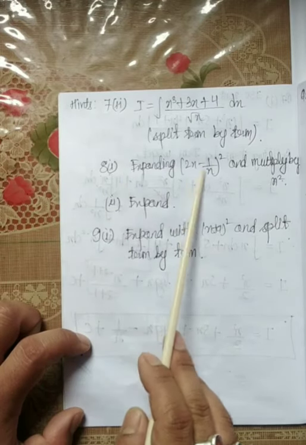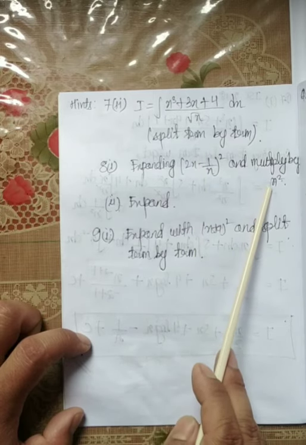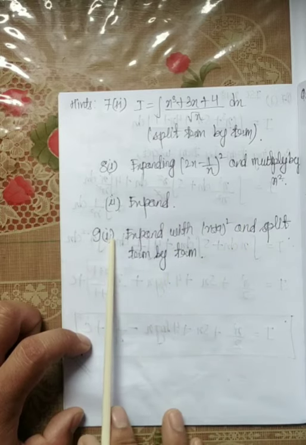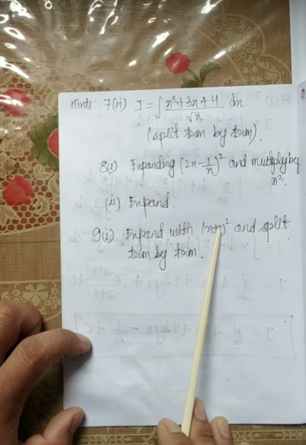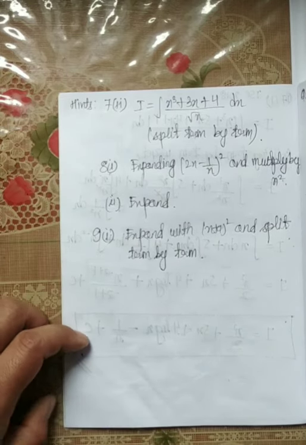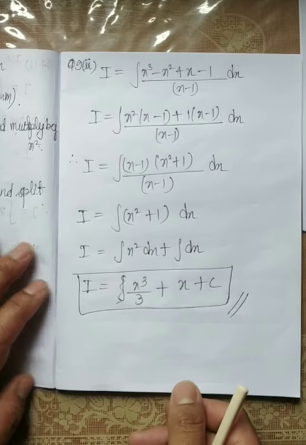Number 8 part 1, expand this expression first, okay, and then multiply by x square. Question number 8 part 2, you just have to expand and take the integration. Question number 9 part 1, expand with this formula and then split term by term. Okay, so all these questions you can do yourself, and I'm moving to the last question for today, that is question number 9 part 2.